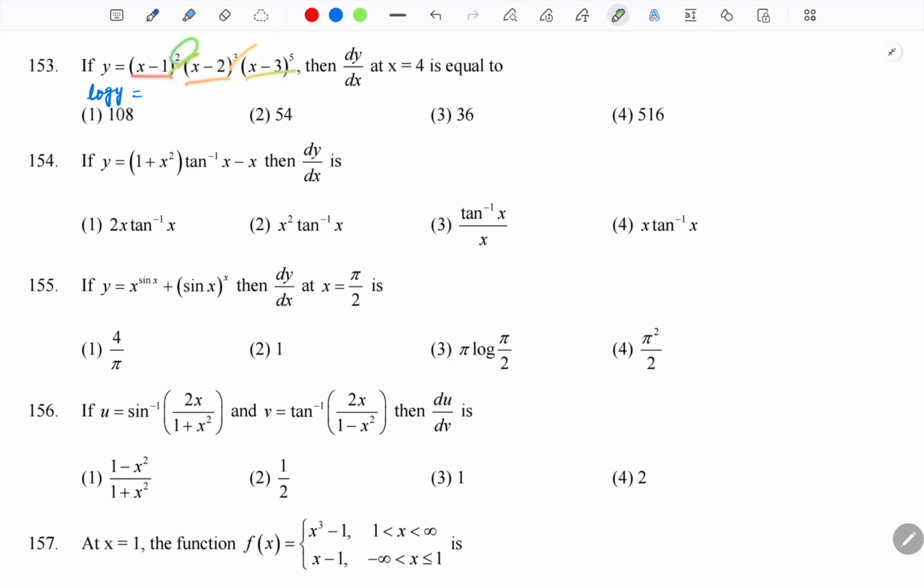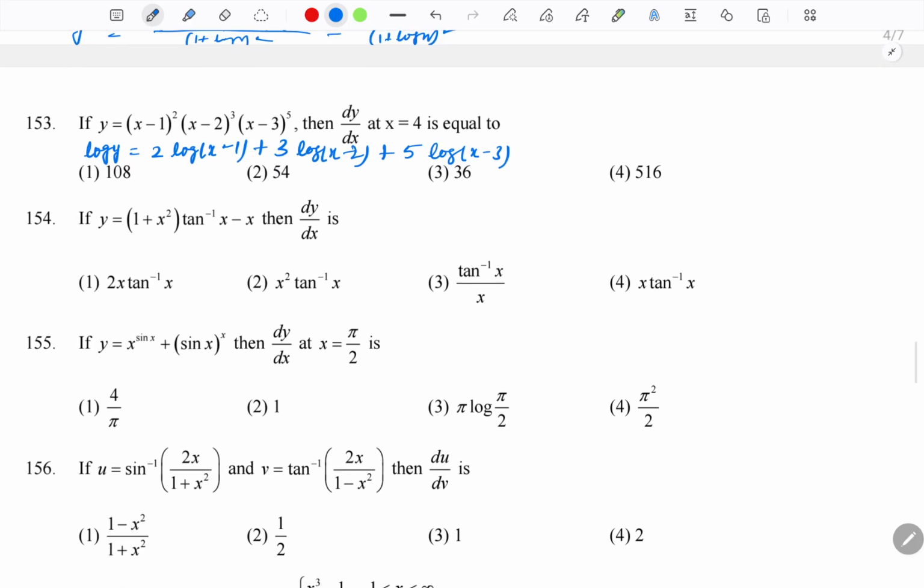I'm writing the formula directly: 2 times log of (x minus 1) plus 3 times log of (x minus 2) plus 5 times log of (x minus 3). Then if I differentiate with respect to x, what will happen? Log y goes to 1 by y into y dash. So this y goes there now, 1 by y into y dash.